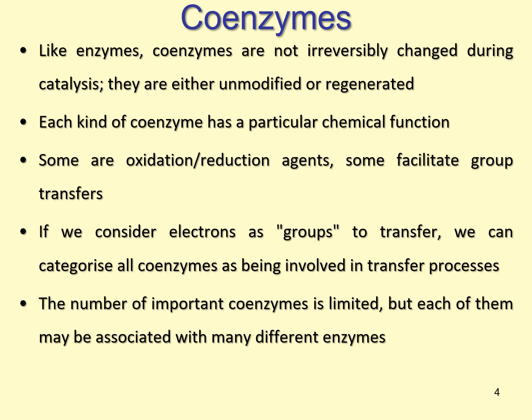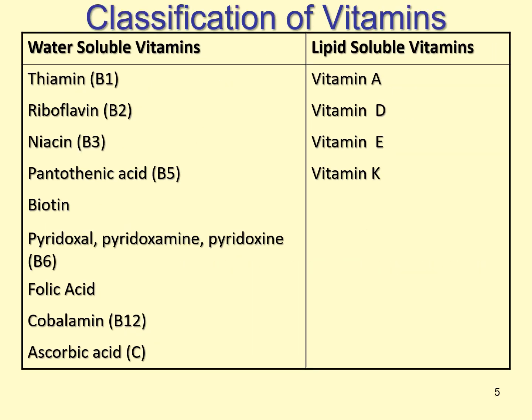If we consider an electron as a group to transfer, we can categorize all coenzymes as being involved in transfer processes. The number of important coenzymes is limited, but each of them may be associated with many different enzymes. Therefore, a coenzyme is also used as a facilitator of chemical reactions as a catalyst. So as I mentioned before, vitamins can be generally classified into two: water-soluble vitamins and lipid-soluble vitamins.